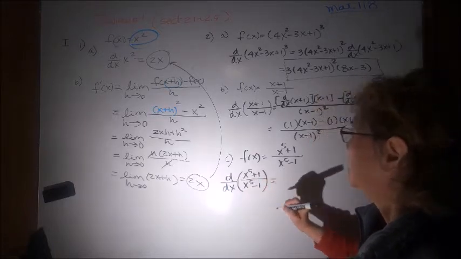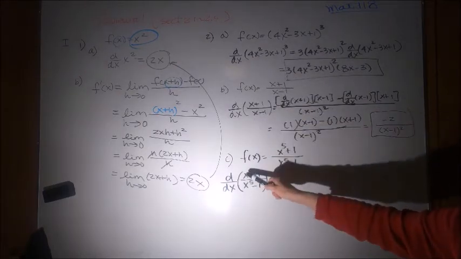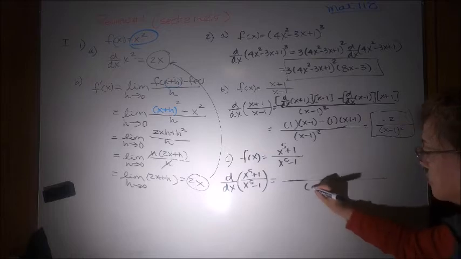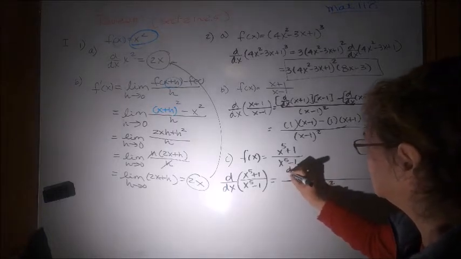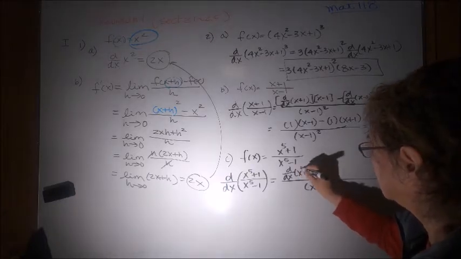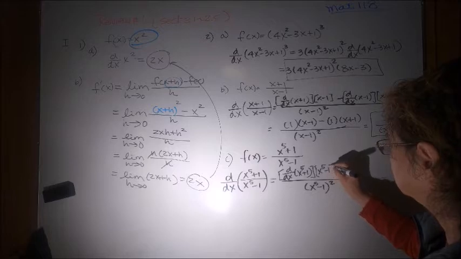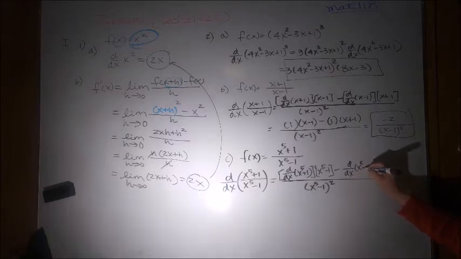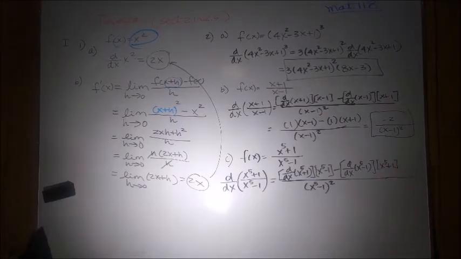Still a quotient, right? But seems more complicated for inside. Besides x, you have x to the 5th. So we do the same thing. For the quotient rule, you do what? The denominator take a square, then the numerator will be what? You take the derivative of the numerator times the denominator minus the derivative of the denominator times the numerator, right? Then we simplify.